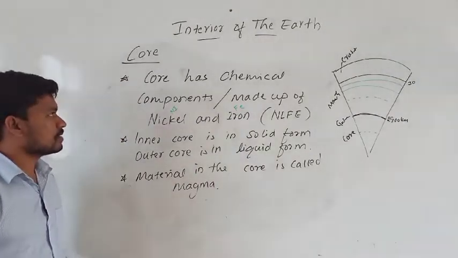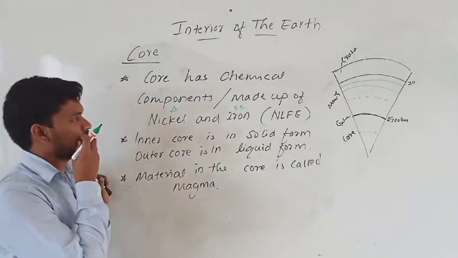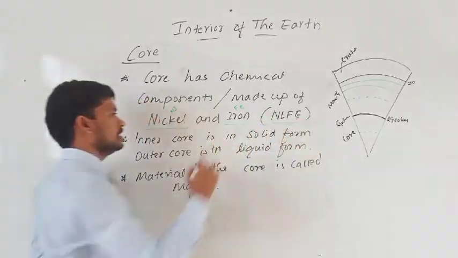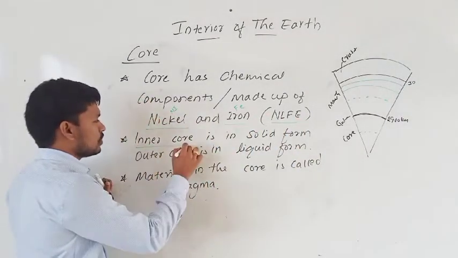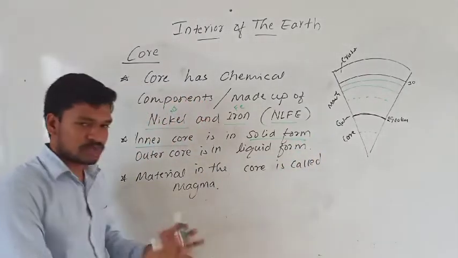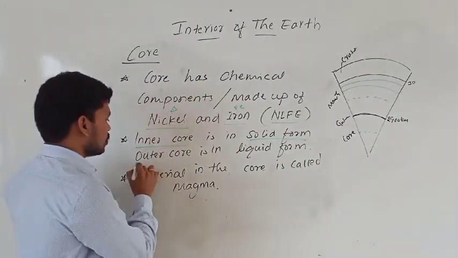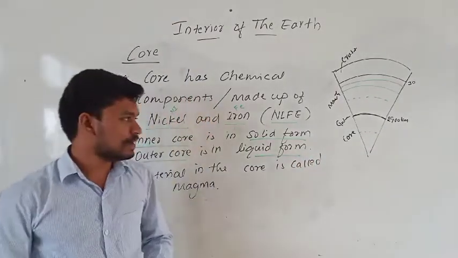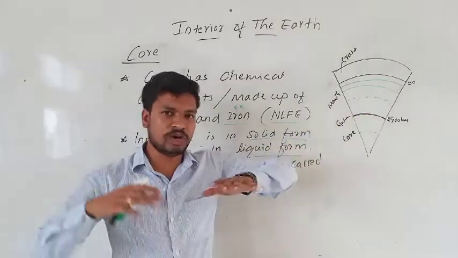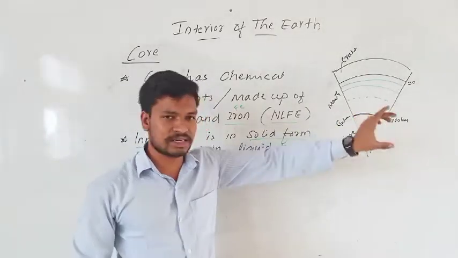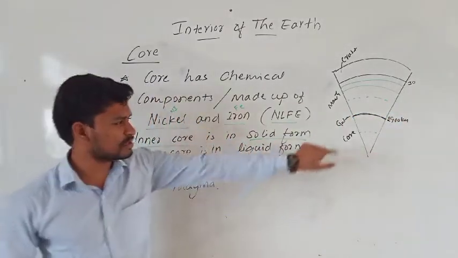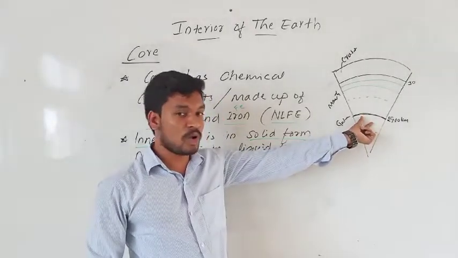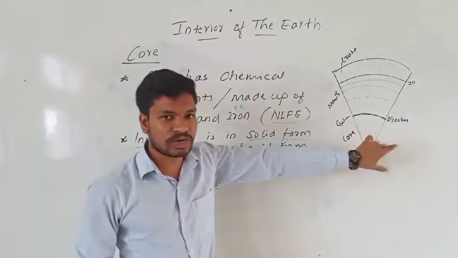So write down these points. The core has chemical components, made up of nickel and iron, called Nife. The inner core is in solid form, meaning very hard. The outer core is in liquid form. It can flow, but it is very viscous and does not flow easily. It is semi-hard, while the inner core is very hard.